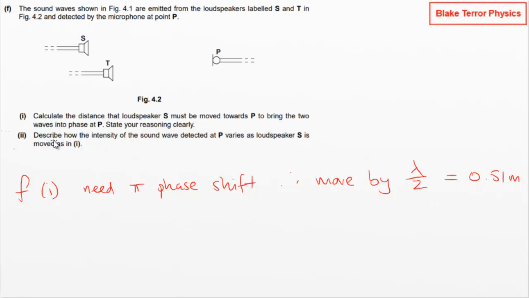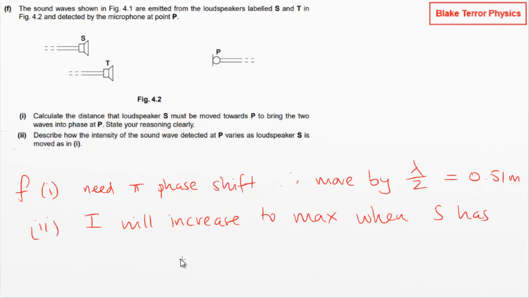Right. Describe how the intensity of the sound wave detected at P varies as loudspeaker S is moved in that way. So the intensity will increase to a maximum when S has moved 0.51 meters. So it will just keep on increasing and hit a maximum value as soon as they get in phase. Right, now we have finished that question. So good.